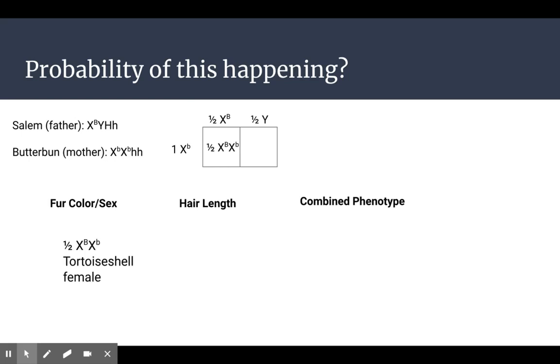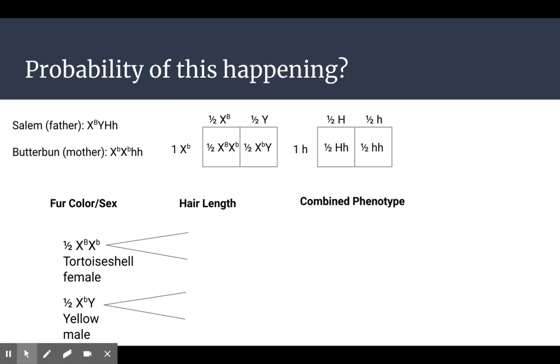When we cross, we get a 1/2 chance that the child will be a tortoiseshell female and a 1/2 chance that the child will be a yellow male. Next, we branch off of each and then calculate the next phenotype, which is hair length. If we do our Punnett square, we will find that there is a 1/2 chance of getting heterozygous long hair and a 1/2 chance of short hair for both color and gender probabilities.